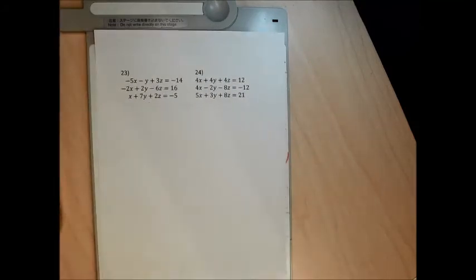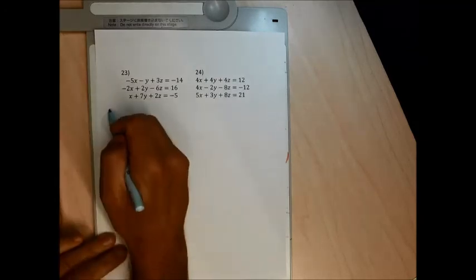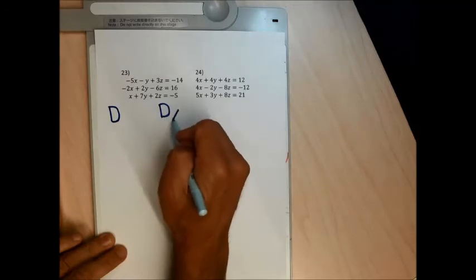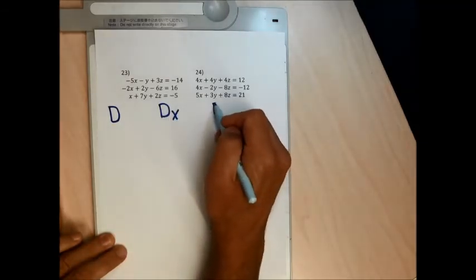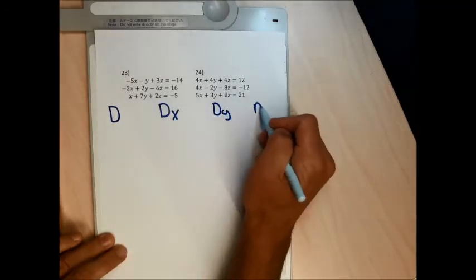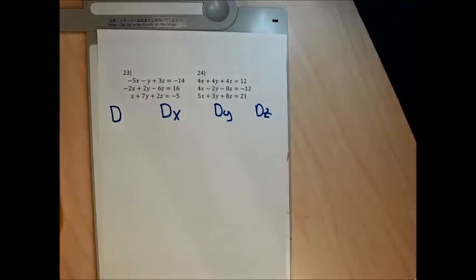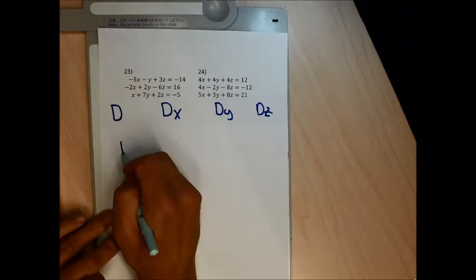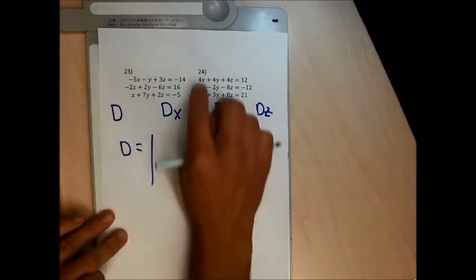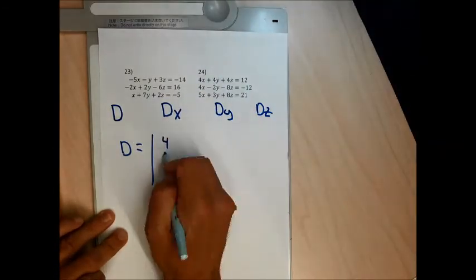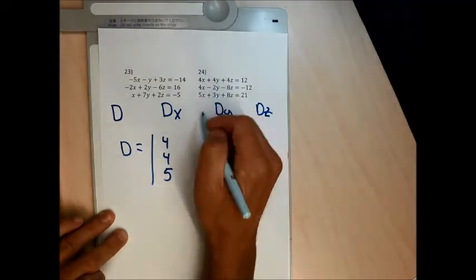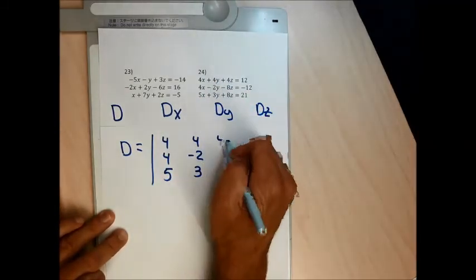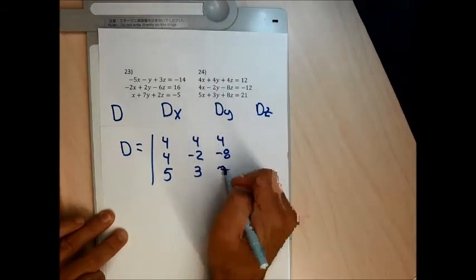So let me, on each sheet of paper, I need to calculate D. I need to calculate D sub X. I need to calculate D sub Y. And I need to compute D sub Z. One at a time. First one I'm going to do is D. So D is going to have the coefficients 4, 4, and 5. And then 4, negative 2, and 3, and then 4, negative 8, and 8.